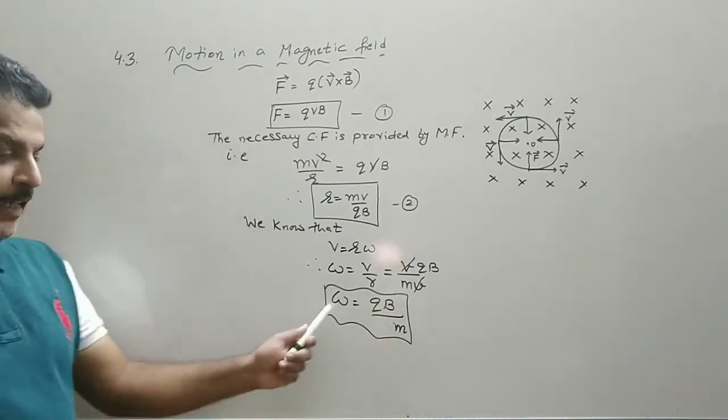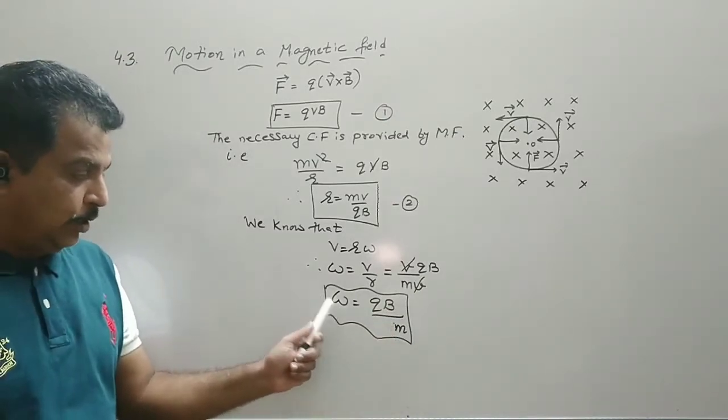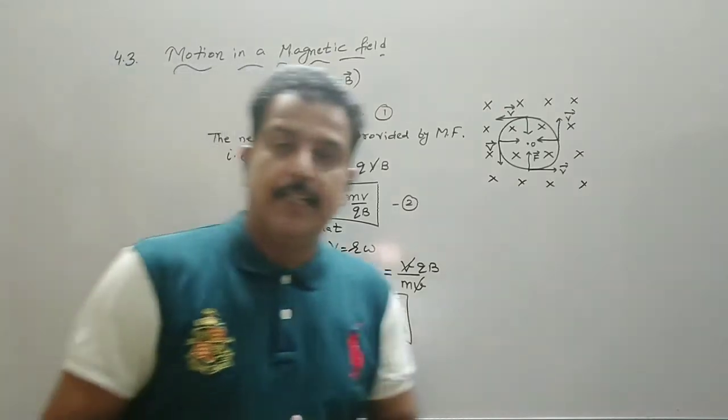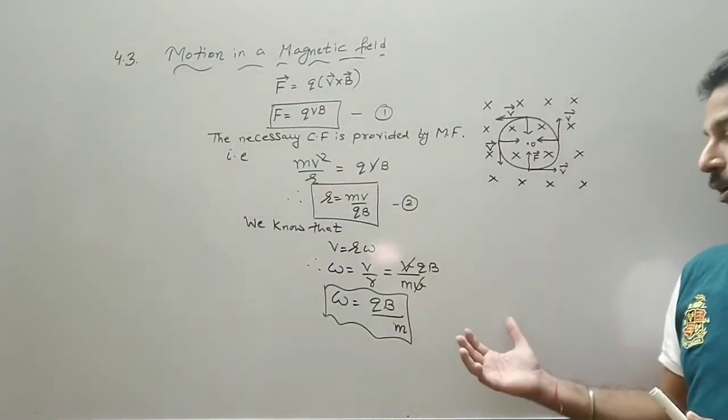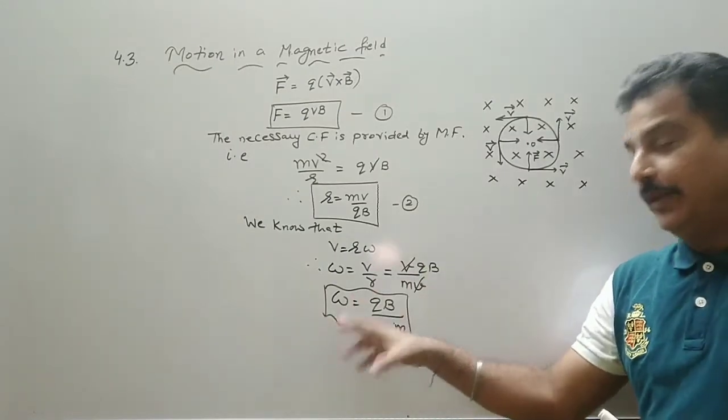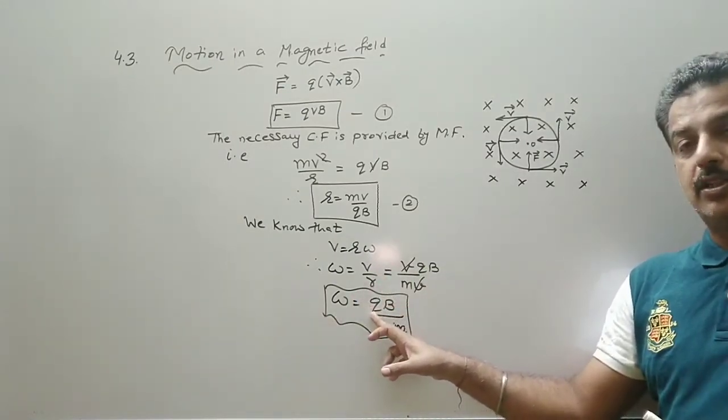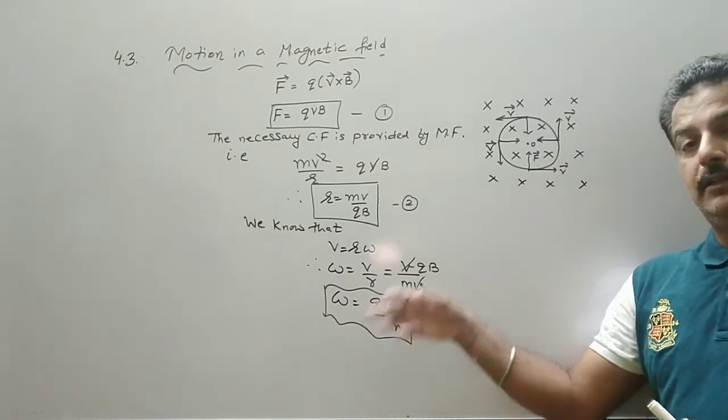So if we see this angular velocity or omega, we find that omega is independent of the linear speed, or omega remains constant. Q, that is the charge of a particle, say proton.